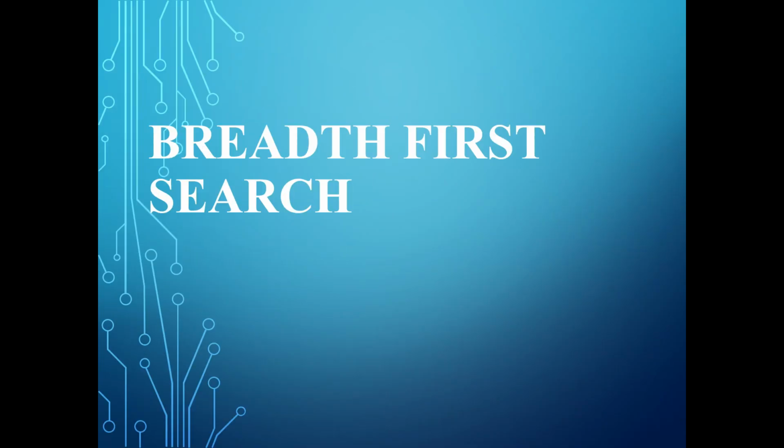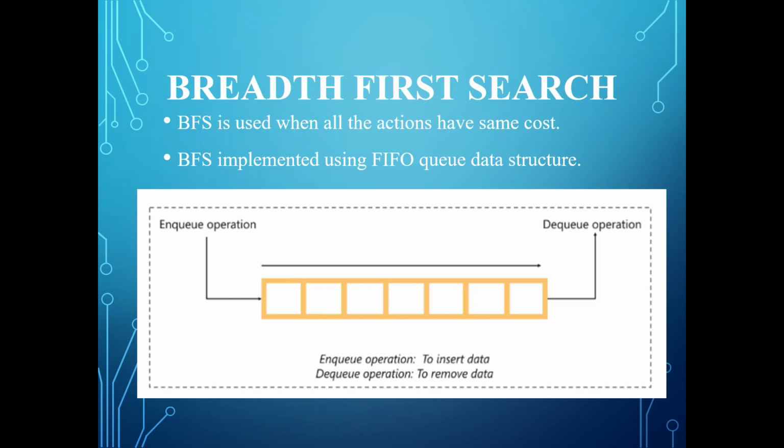Breadth first search. Breadth first search is commonly called BFS. It explores nodes level by level, starting from the root. This algorithm is especially useful when all actions have the same cost. BFS is implemented using a queue, ensuring that the shallowest unexpanded node is always selected next. In BFS, we use two basic operations, enqueue and dequeue. Enqueue is the operation used to insert data. Dequeue is the operation used to remove data.